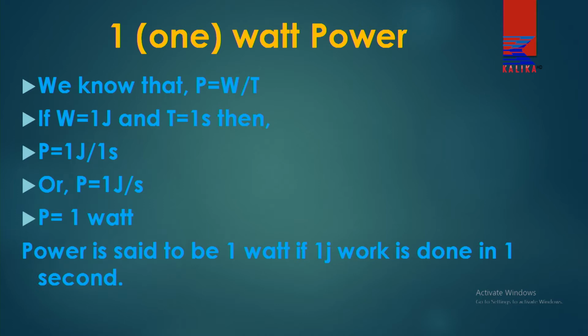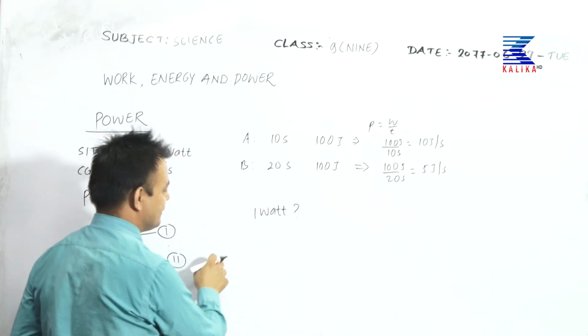Or what I gave you in the note on the screen: power is said to be 1 watt if 1 joule work is done in 1 second. So that's 1 watt power. Probably you understood. Have a look to illustrate that one. What do you mean by 1 watt power? This is a very important question. Have a look on the board.